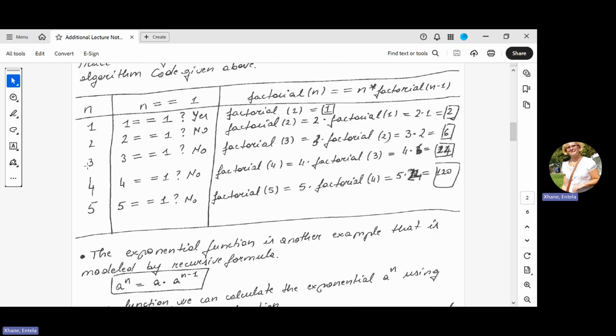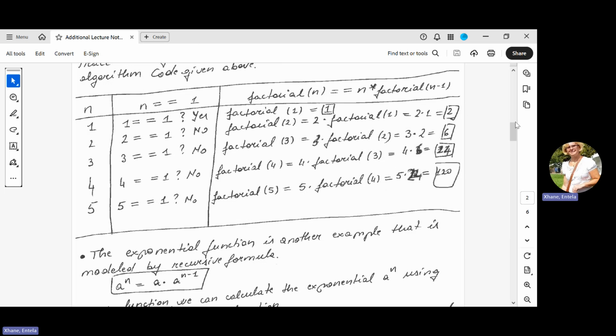Now let's look at 3. Factorial 3: 3 compared to 1, they're not equal, so the answer is no. Factorial of 3, based on the coding, is going to be the number 3, which is the value of n, times factorial of 2. So that's 3 times 2, which is 6. We follow in a very similar way to get factorial 5, obviously, as 5 times factorial 4, and that's 5 times 24, which is 120.